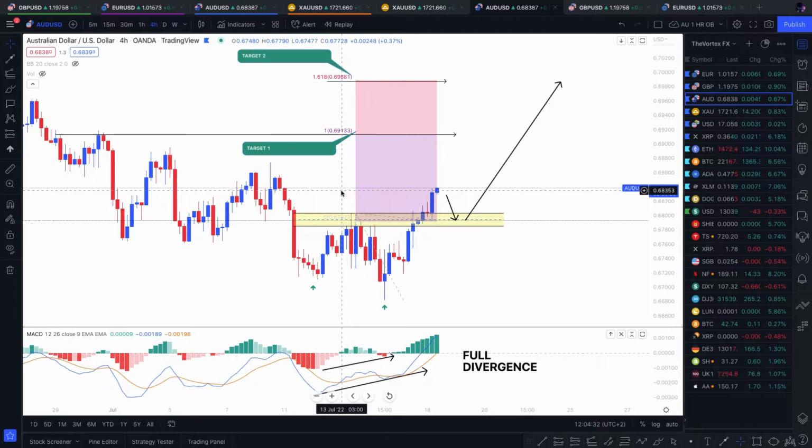I am the Vortex Trader and today we are on AUD USD on the 4 hour. Looks like we have a double bottom. Let's dive right in.